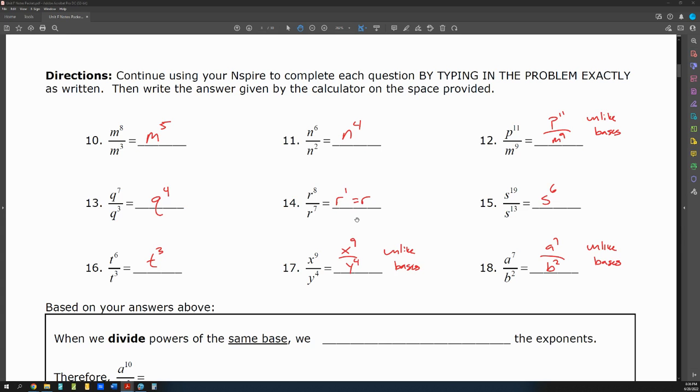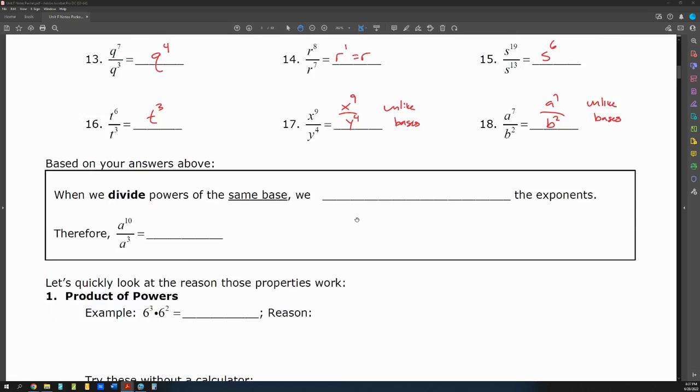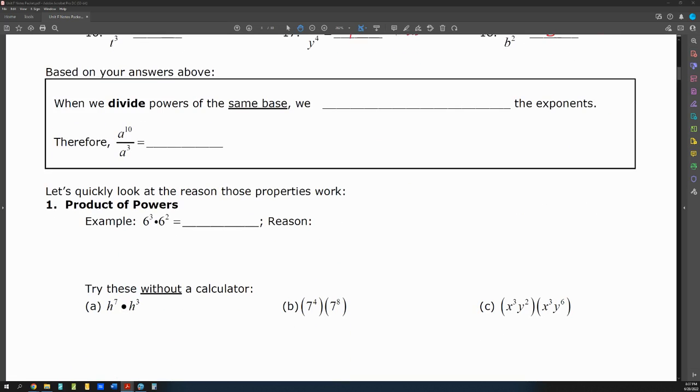Did you notice a pattern? When we divide powers of the same base, we subtract the exponents. So in this example, a to the 10th divided by a cubed, we have a to the 10 minus 3, which we can do because we have the same base. And then 10 minus 3 is 7. So this simplifies to a to the 7th.